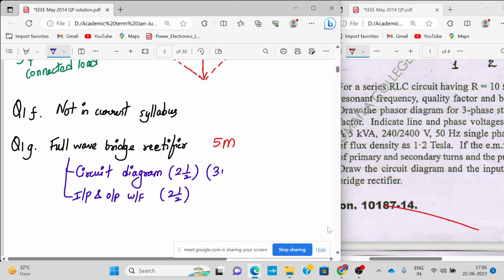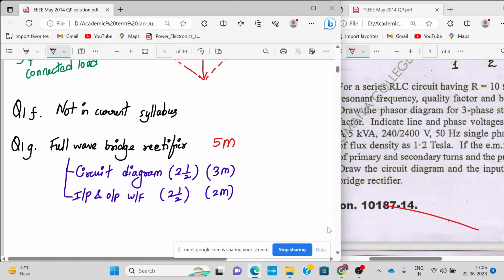Some examiners might give you this as 3, this as 2. But don't worry, the marking scheme for all the examiners will be the same for your end semester exam. It's not that some examiners will give you 2.5, 2.5, others will give you 3 and 2. It will be a uniform marking scheme. But this is generally what I am telling you, and this is the way we give the marking scheme.